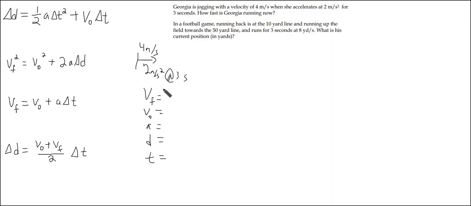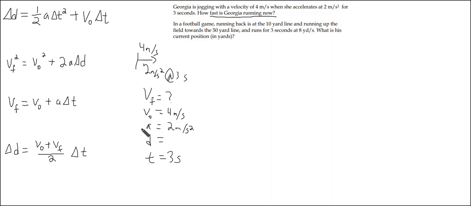Okay. So we don't know what the final velocity is, but that is what we are solving for. It's asking how fast is she going now. So this will be what we're looking for. Velocity initial is 4 meters per second. Acceleration is 2 meters per second squared. Distance we do not know. And the time is 3 seconds.